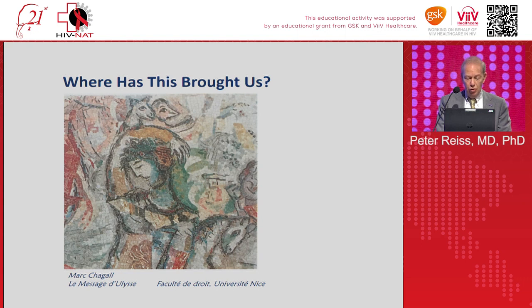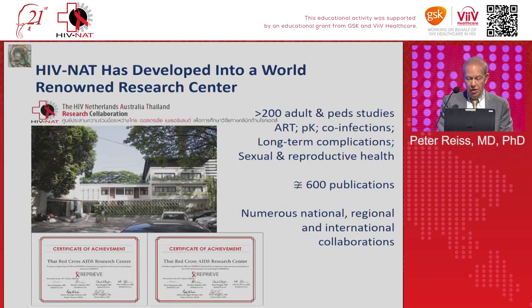So where has this all brought us? HIV-NAT has developed into a world-renowned research center which has conducted over 200 adult and pediatric studies on ART, on pharmacokinetics, on co-infections, on long-term complications, on sexual and reproductive health, and is expanding, as you just heard from Professor Prapan, into areas like, for instance, tuberculosis, etc. It has yielded over 600 peer-reviewed publications and has resulted in numerous national, regional, and international collaborations.